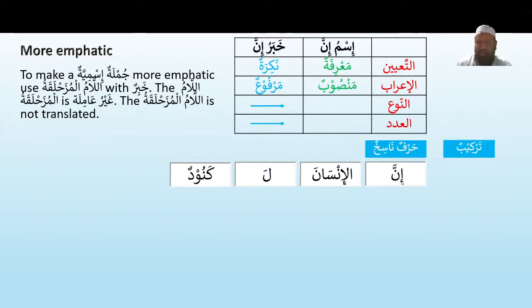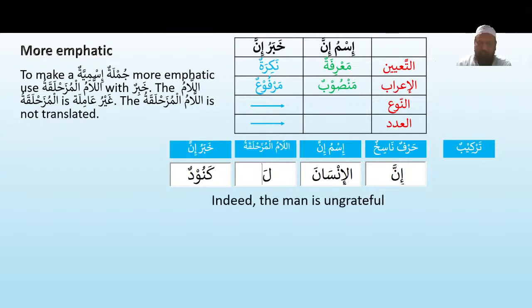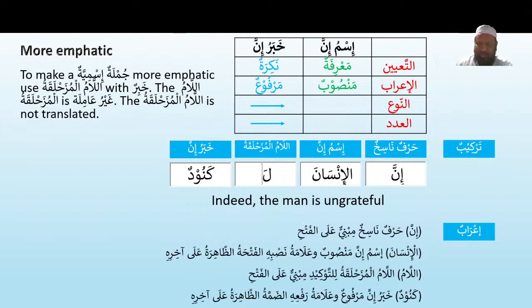Again تركيب: إن حرف ناسخ. الإنسان اسم إن. لام اللام المزحلقة. كنود خبر إن. Translation: indeed, the man is ungrateful. So اعراب is exactly the same.